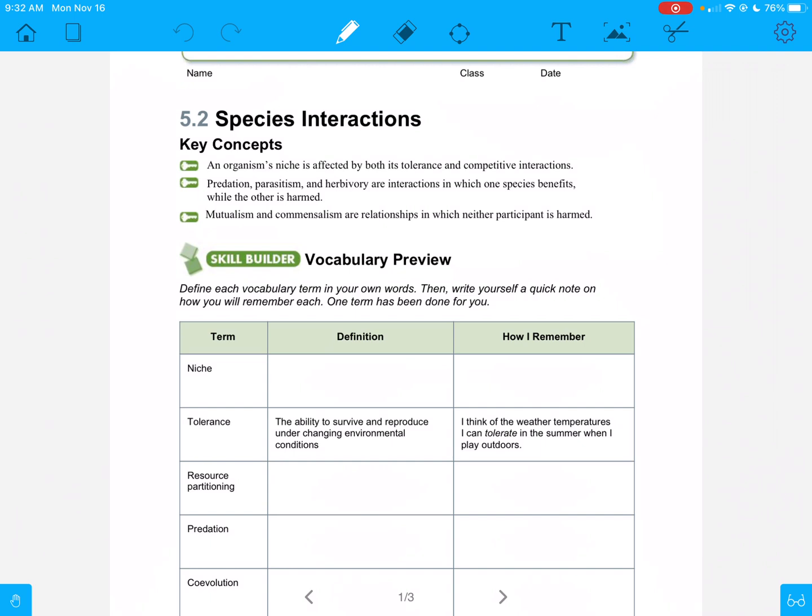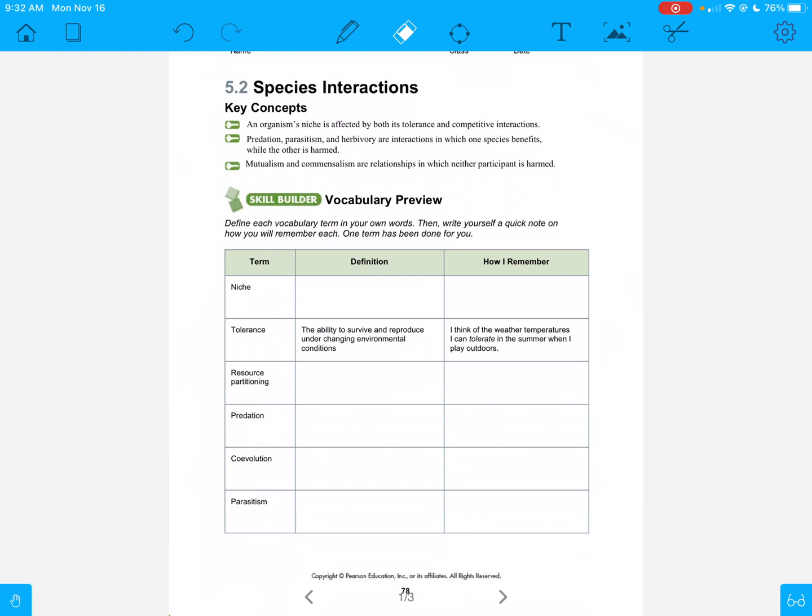Okay, so the first thing we're going to do in this study guide is we have a whole bunch of vocabulary terms that we're going to be looking at. The first one is this term right here. It's called niche. And sometimes you'll hear people call it a niche or a niche. Either way. Well, what is a niche?